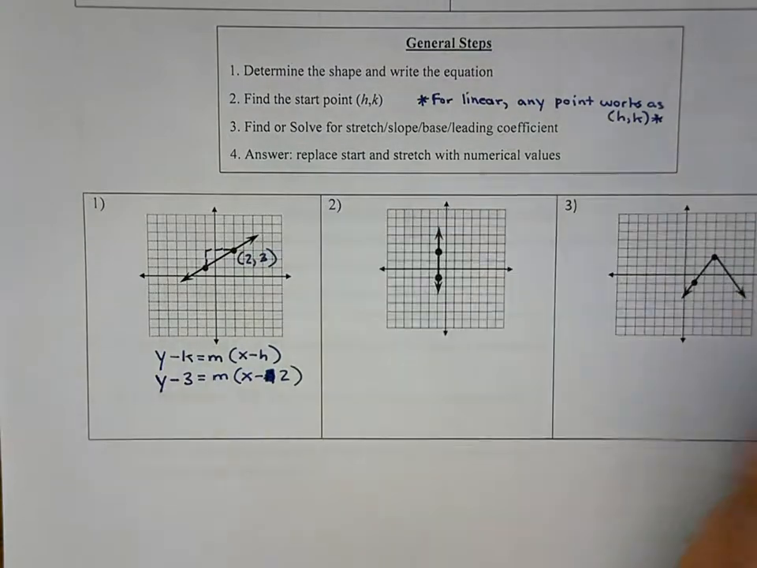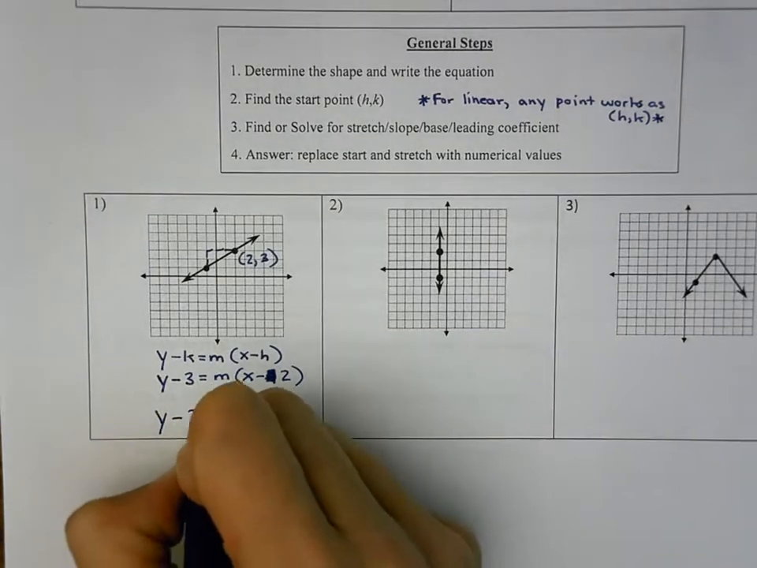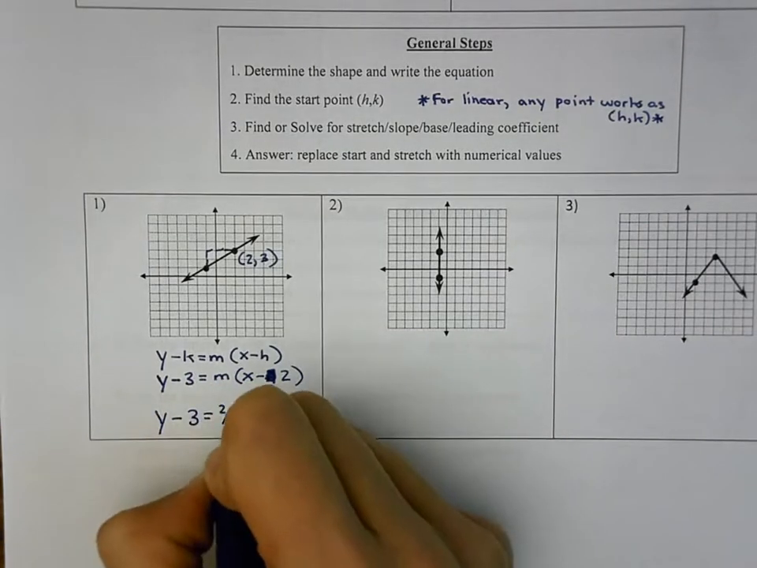And is that a positive or a negative slope? That's a positive slope. So you have rise of 2, run of 3.